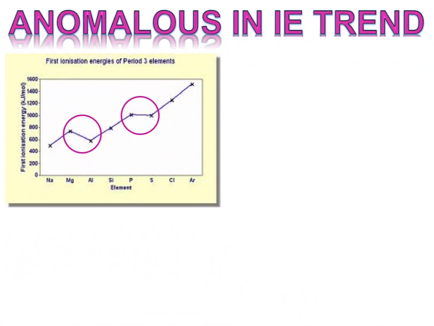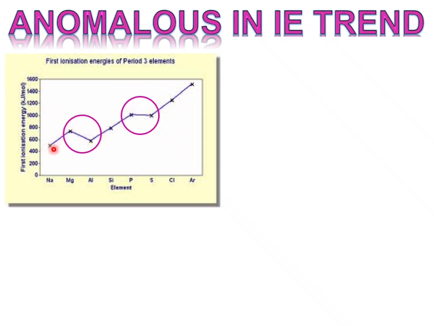Okay guys, so next we look at the anomalous trend in ionization energy. Just now I see that across a period, the ionization energy will increase, right? If we look at this graph, this is the first ionization energy for period 3 elements, starting with sodium until argon.